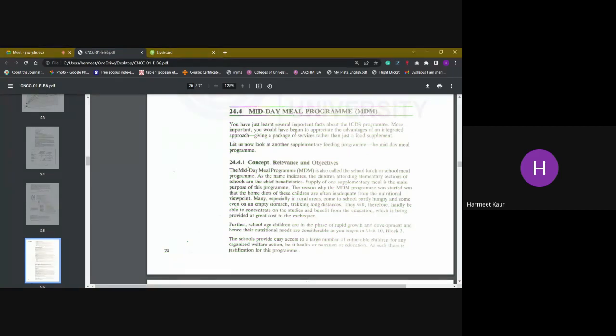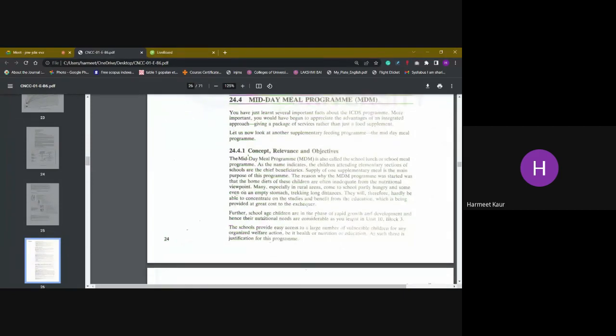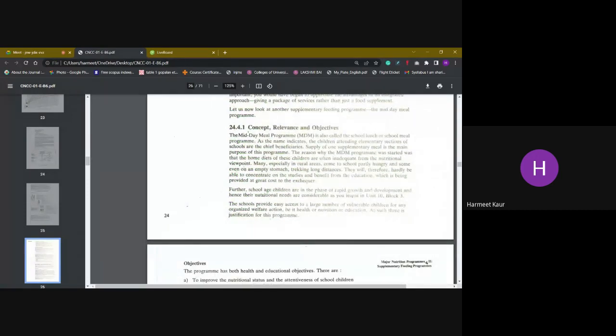fundamental thing related to this program was that it aimed at improving school attendance. Long back here in India, we realized that most of the children were not attending school. Even if they came, they belonged to families who could not afford good meals. Most children from rural areas come to school partly hungry, some on an empty stomach, and they walk long distances to attend school. So they are not able to concentrate on their studies, and obviously they will not gain any benefit from this education.